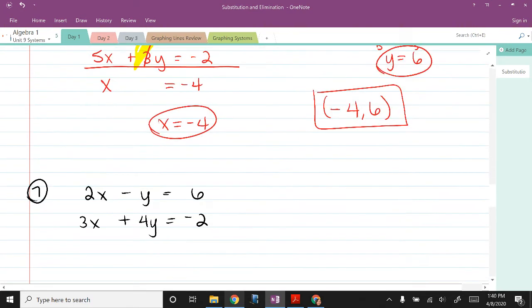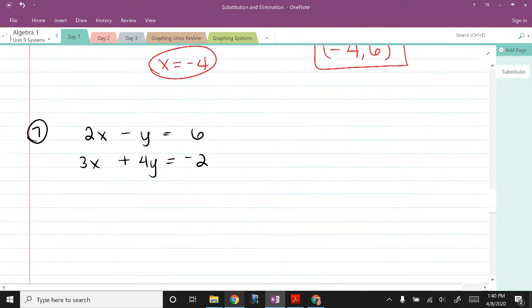All right, number 7. So I got the equations 2x minus y equals 6 and 3x plus 4y equals -2. Again, my x's won't eliminate and my y's won't eliminate because they are not opposite coefficients. I'm looking for same coefficient with opposite signs. Okay? So again, if that doesn't happen, you're going to have to multiply a little bit.